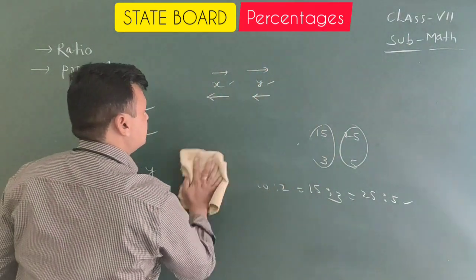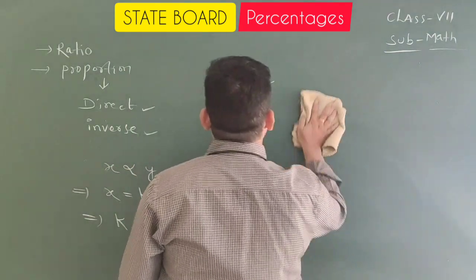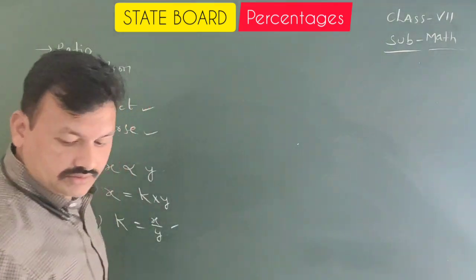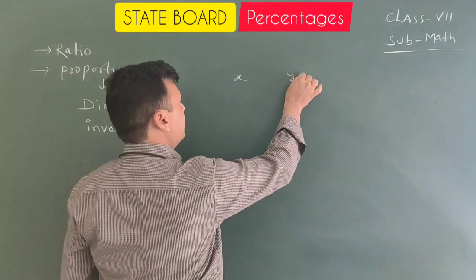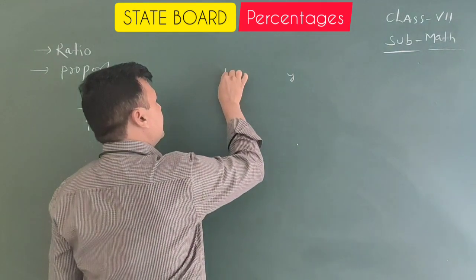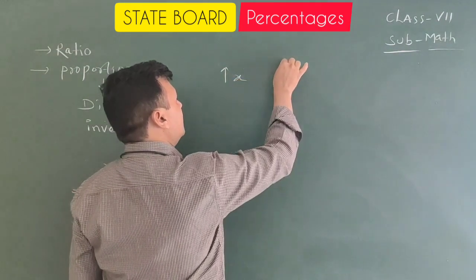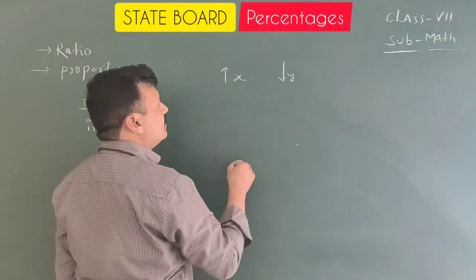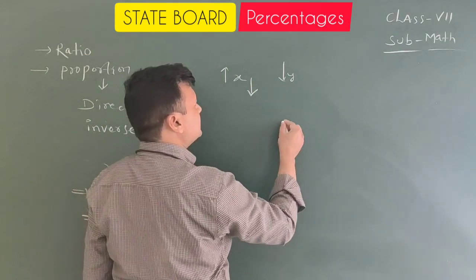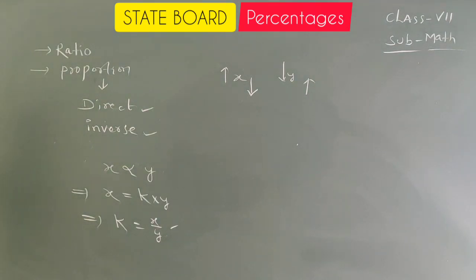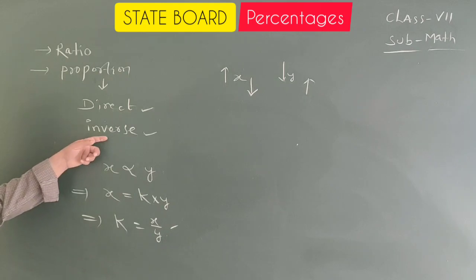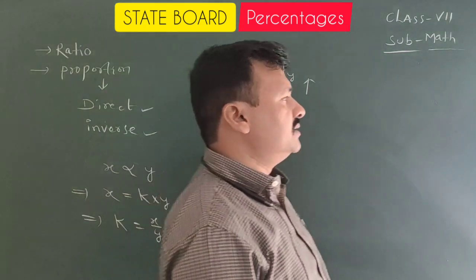Inverse proportion. Consider two quantities x and y. If x increases, y will decrease. If x decreases, y will increase. Then you can say that x and y are in inverse proportion or indirect proportion.